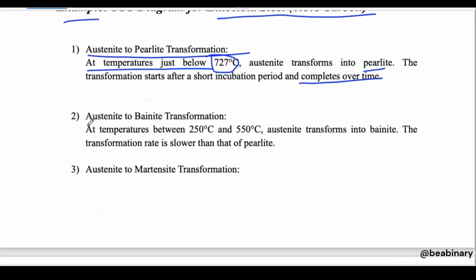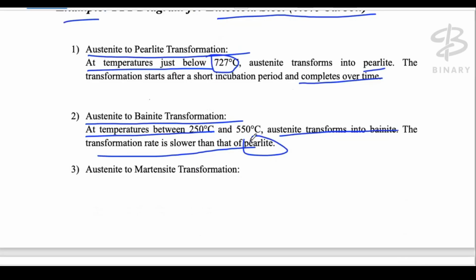Okay, if you talk about the austenite to bainite transformation, at a temperature between 250 to 550 degrees C, austenite transforms into bainite. The transformation rate is slower than that of pearlite. Here we are having the slower rate. As you can see, we have already done all these topics in a previous slide. So the things come repeatedly. We just need to know the main core idea behind this, so that we do not have difficulties while attending the examinations.